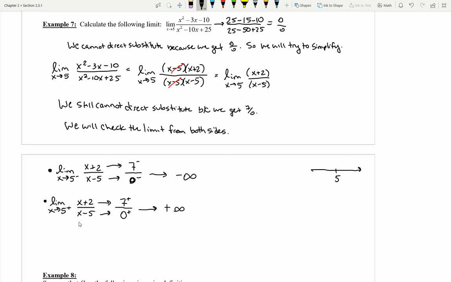So now I can go ahead and actually see my conclusion very, very simply. The limit of x squared minus 3x minus 10 over x squared minus 10x plus 25, this limit here, again we can see, does not exist.